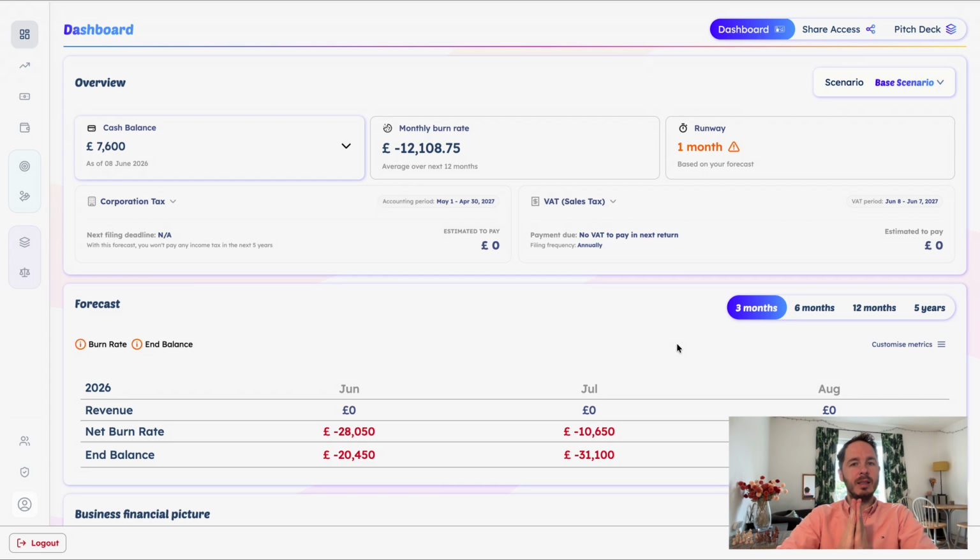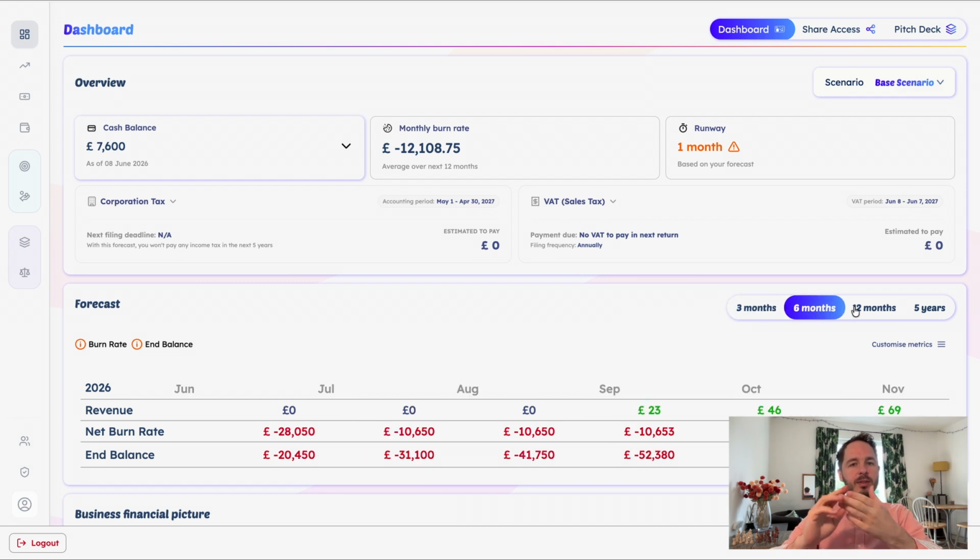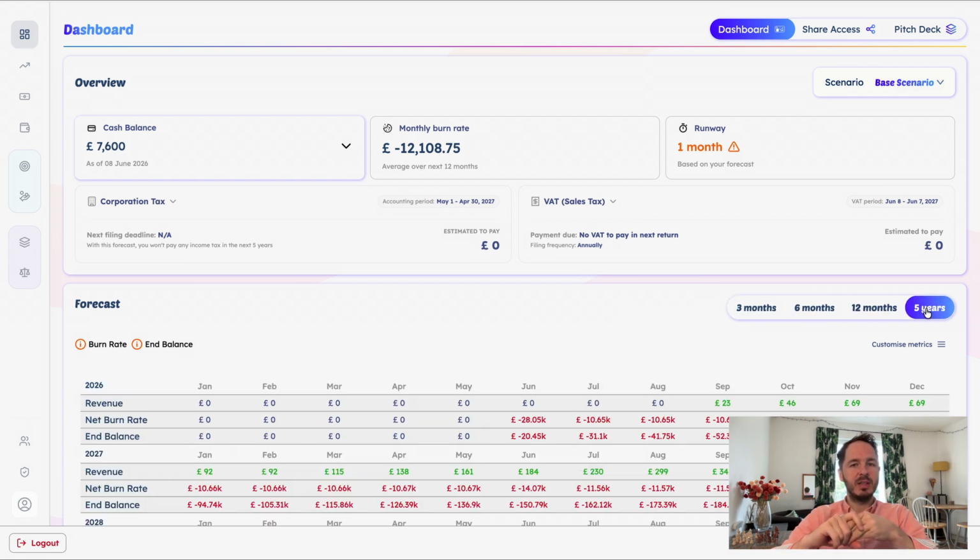The end balance turned red to minus 20,450 in June, minus 31,100 in July. That's the model being honest with you. And you can switch between 3 months, 6 months, 12 months, and even 5 years if you want to see it.